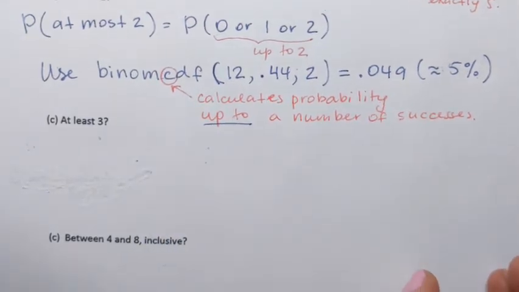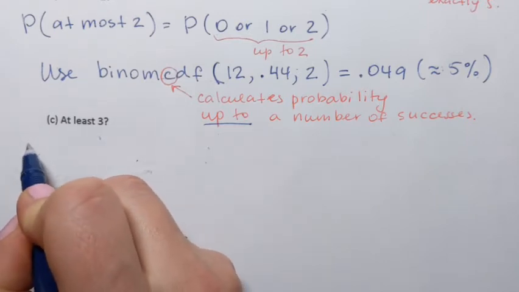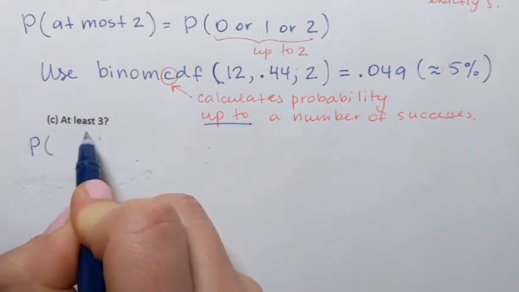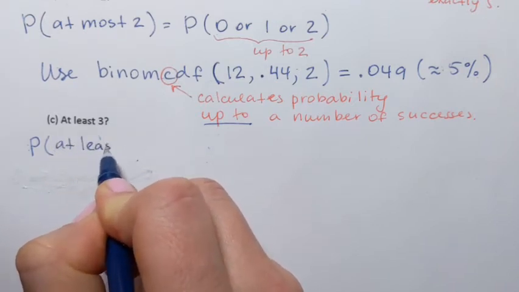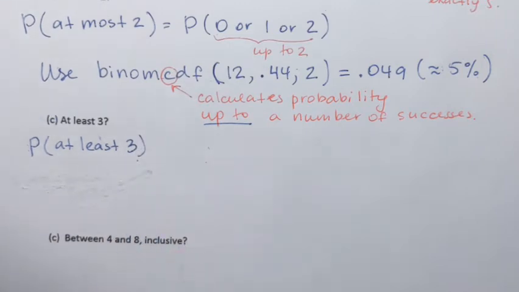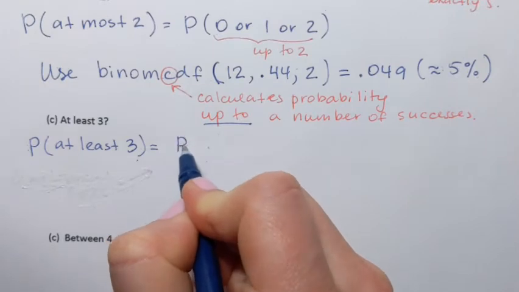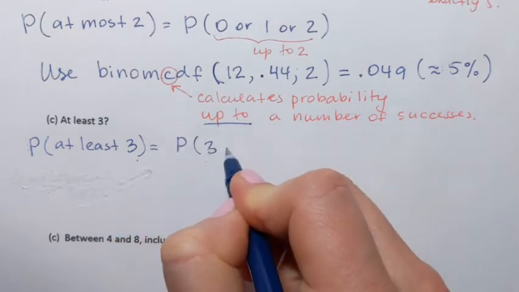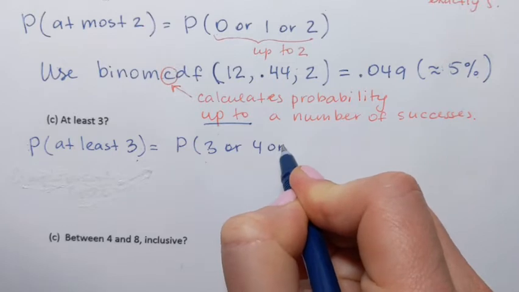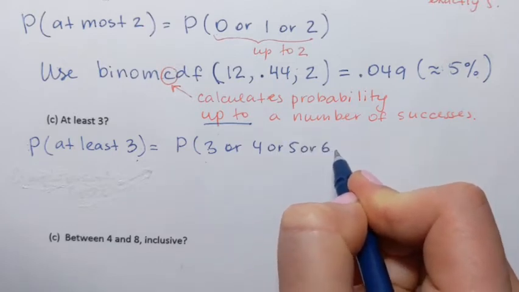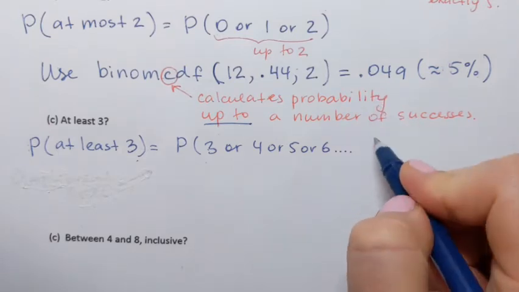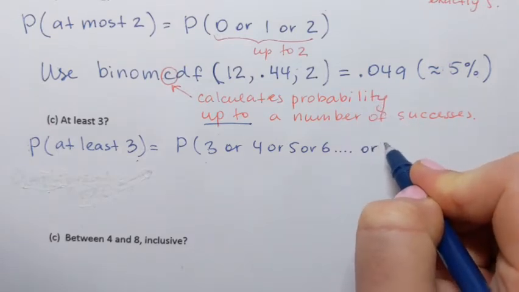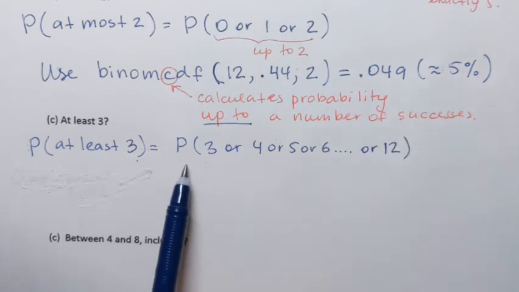Next, let's try to look at how we can find the probability that he makes at least 3 3-point shots. At least 3. Now, what does it mean, at least 3? It means that he makes either 3 or 4 or 5 or 6 and so on and so forth up to, we know that he's going to shoot 12 times in total, right? So up to 12. So how do we find this probability?